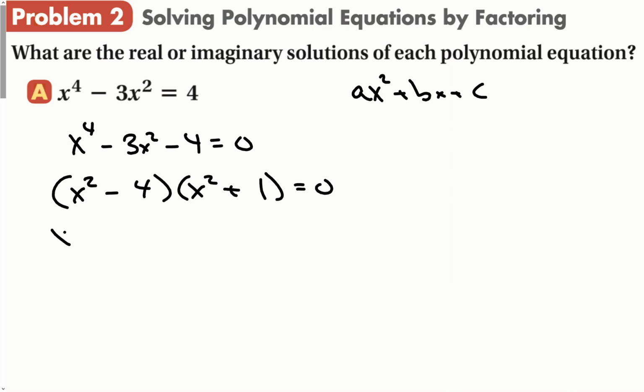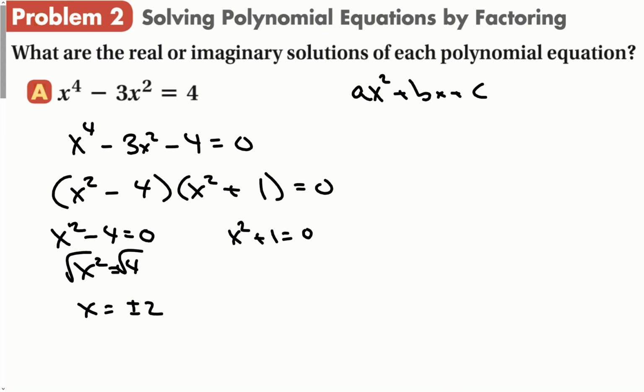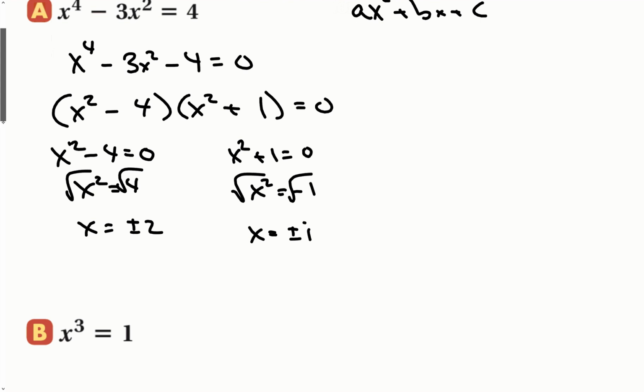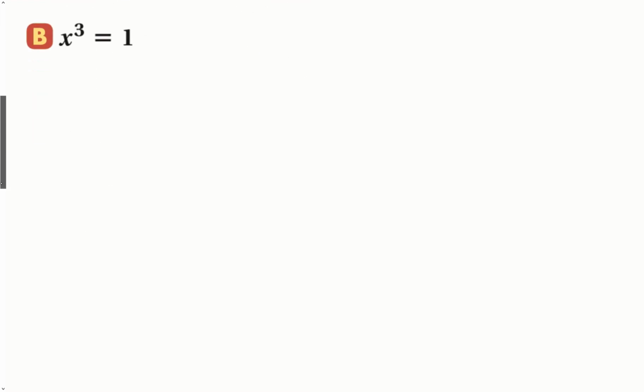Now it's a product. Set each one equal to 0. So x squared is equal to 4. Square root that, you get plus or minus 2. Here, set it equal to 0. Square root a negative 1, and you get plus or minus i. So it doesn't have to be a quadratic to use a quadratic technique. Let's try my new cubic technique.